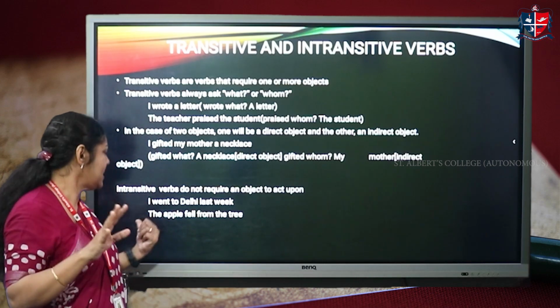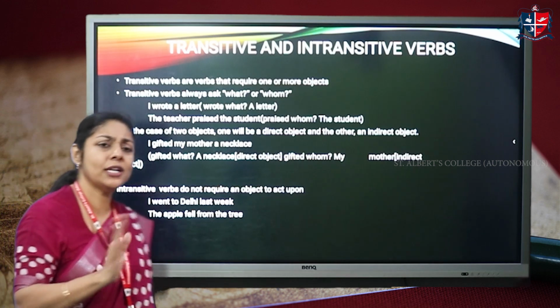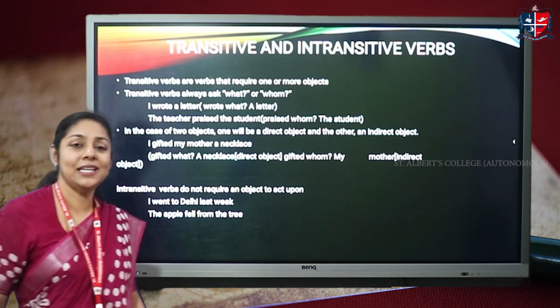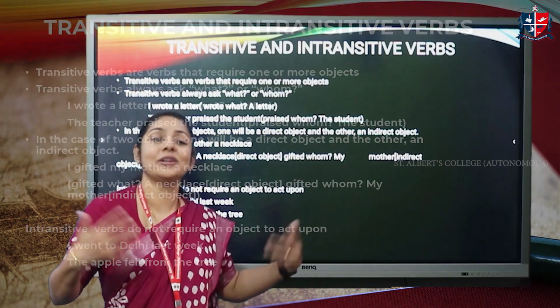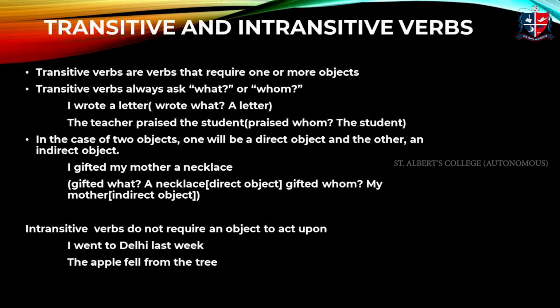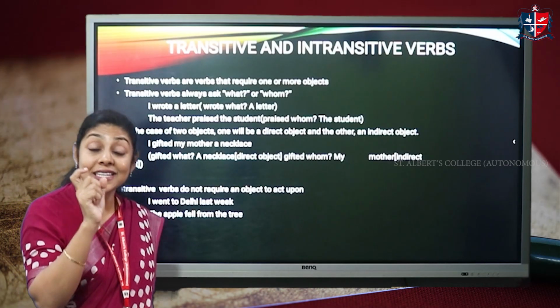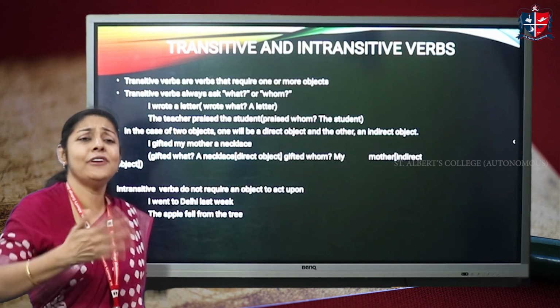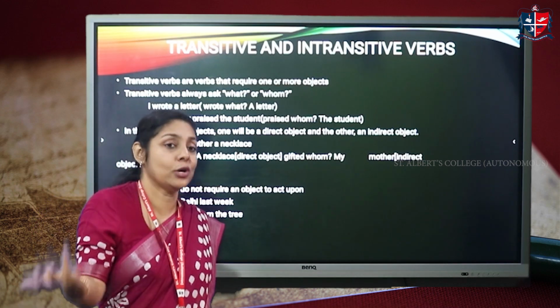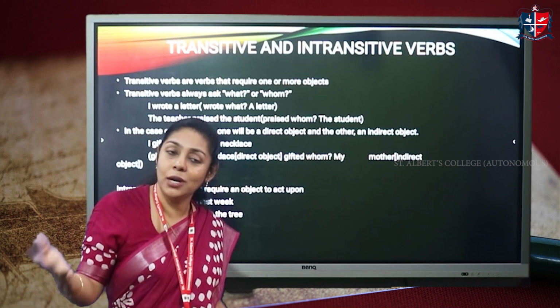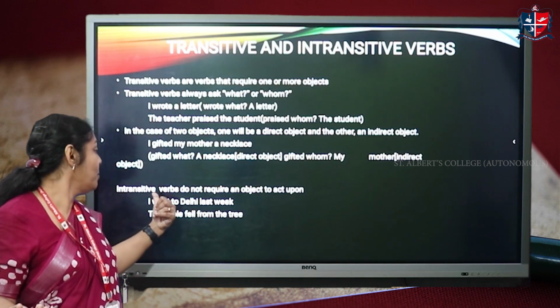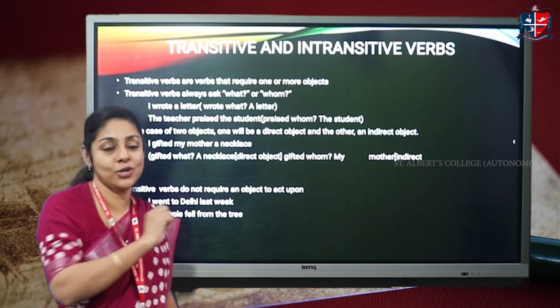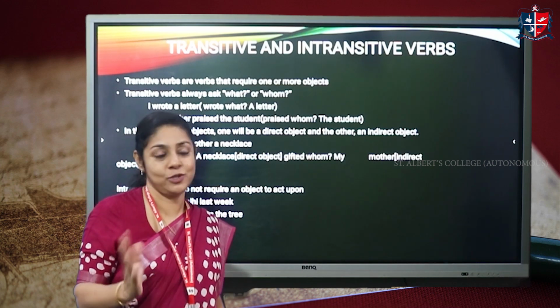Now, as I said, intransitive verbs would not have an object, right? I went to Delhi last week. I went what? Not I went where. You have to ask the question what? I went what? No answer. I went whom? No answer. So went is an intransitive verb. The apple fell from the tree. Fell what? Not what fell. Fell what? No answer. Fell whom? No answer. So here we realize that both went and fell are intransitive verbs because they do not have an object, right?